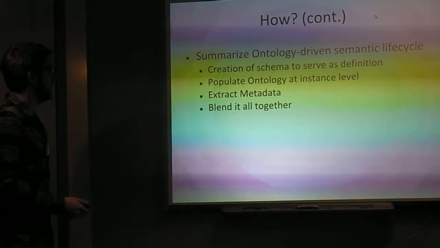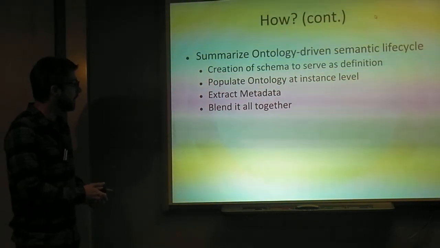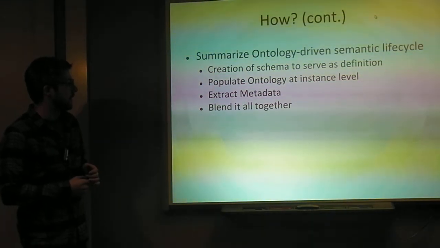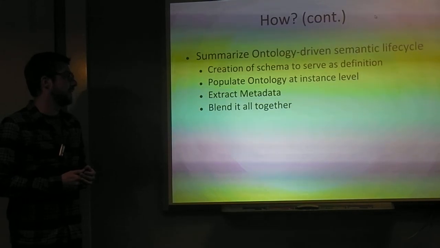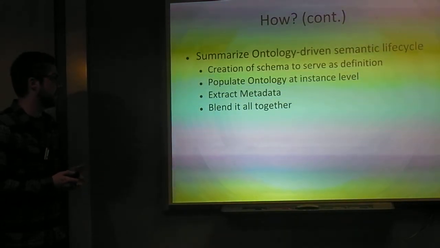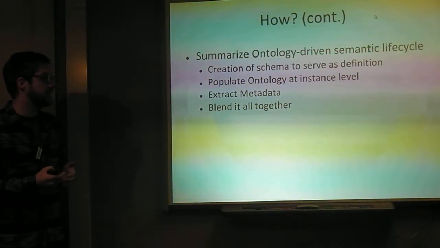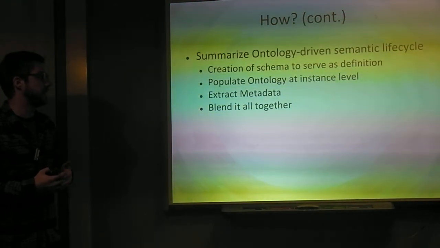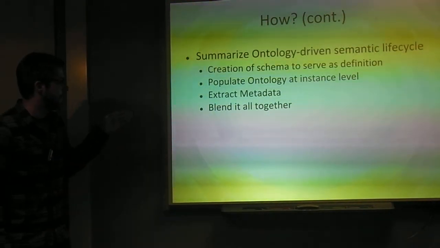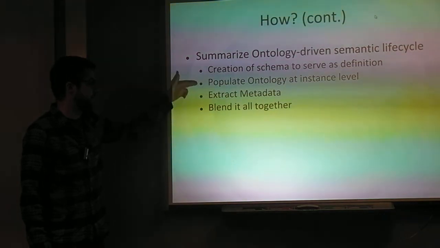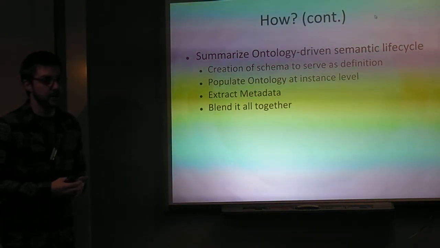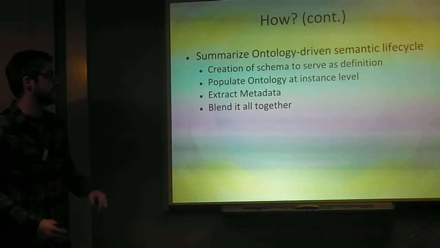So continuing with the how, a summarization of the ontology-driven approach. First off, you have to create a schema. You have to define what data you're going to have and how that data is going to be structured inside of your ontology. That's more like the planning phase and also the specification for how it can be accessed later on. Then you need to populate that ontology. That's just the schema. You need to fill it with data. That's called doing it at the instance level. You're basically working with instances of these classes that are in your ontology.